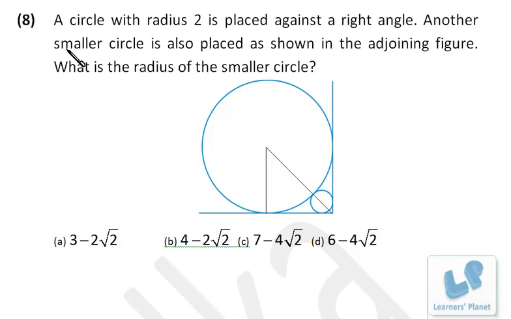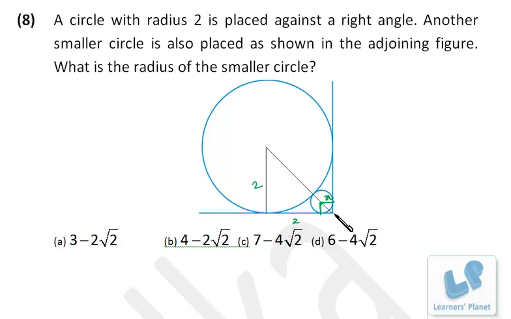Now this is a circle with radius 2 placed against a right angle. Another smaller circle is also placed as shown in the figure. What is the radius of the smaller circle? This is the radius of the circle, that's 2 units. This is also 2 units. I assume the radius of the smaller circle to be x, right?